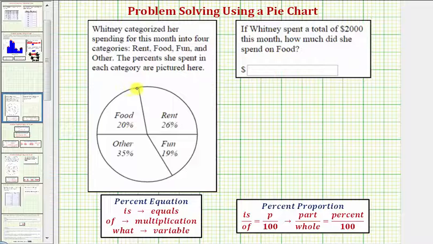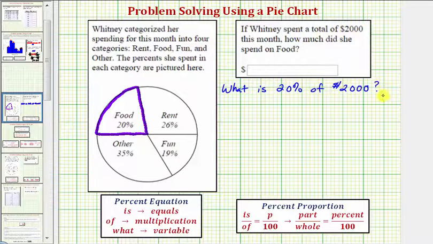Looking at the pie chart, notice how she spent 20% of her money on food this month. And therefore, we want to answer the question, what is 20% of $2,000? Now, there are several ways to answer this question, but whenever we're trying to find the percent of a number, the easiest way is to convert the percent to a decimal and multiply. The word of represents multiplication.